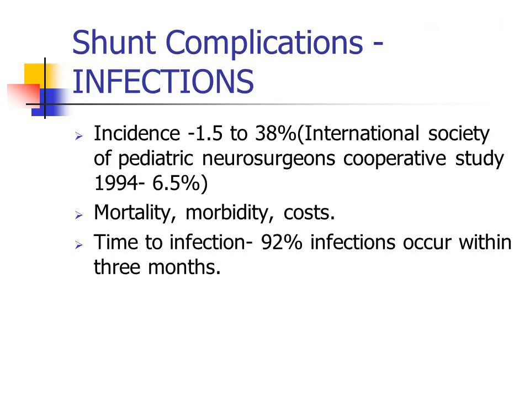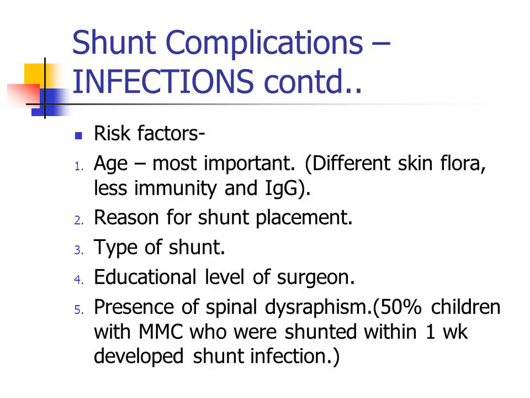Shunt complications: infections. Incidence 1.5 to 38%. International Society of Pediatric Neurosurgeons Cooperative Study 1994: 6.5%. Mortality, morbidity, costs. Time to infection: 92% infections occur within 3 months.